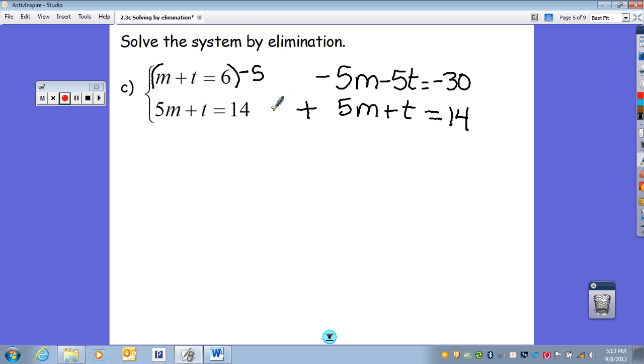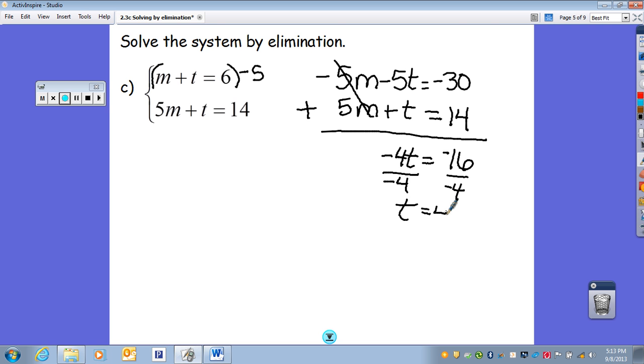I rewrote my other equation directly below, and now I'm going to add the two together. 5m and a negative 5m is 0. Negative 5t plus t is negative 4t. And that equals negative 30 plus 14 is negative 16. I'm going to divide both sides by negative 4. So t is equal to 4. My two variables are m and t, so putting them in alphabetical order, that is part of my ordered pair.